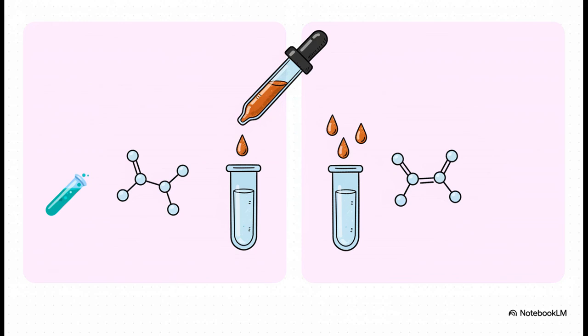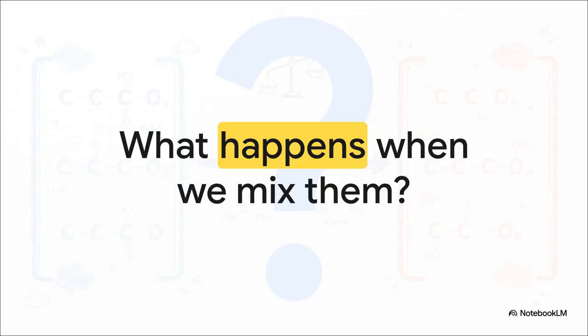All right, so here's the test. We'll take a sample of our alkane, let's use hexane, and a sample of our alkene, which we'll call hexene. And to both of them, we're going to add a few drops of something called bromine water. And you'll notice it has this very distinct orange-brown color. So, based on everything we've just talked about, what do you think is going to happen? I'll give you a hint. One of these test tubes is about to get a whole lot more interesting than the other.